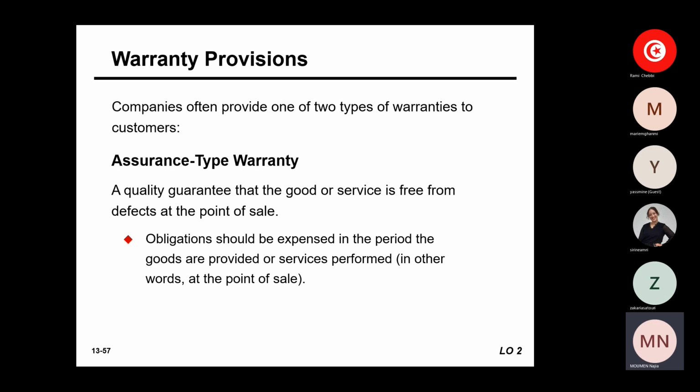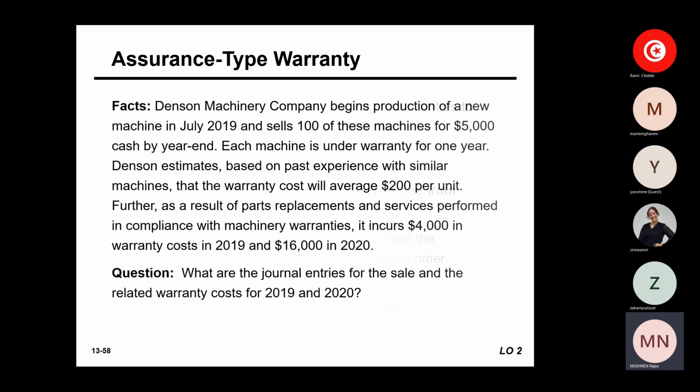So here, when you are providing an insurance type warranty, you purchase, for example, a TV or, I don't know, a laptop, and you are offered a 1-year guarantee. So at the point of the sale, as a seller, of course, I should debit an expense and a liability account, in the form of warranty liability. And this is an example of this assurance type warranty.